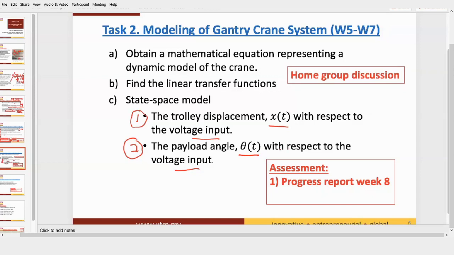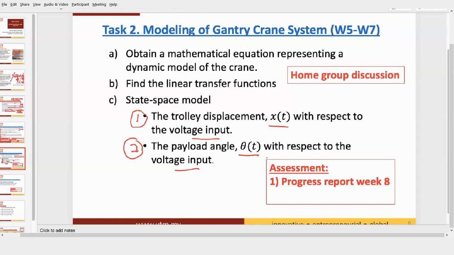So we know that x(t) and theta(t) respond to the voltage. When you increase the voltage, meaning you increase the speed of the motor, you can achieve x(t) in a short time. But theta(t) will increase. So the main idea is that theta(t) must be as minimum as you can. So how do we control the voltage?